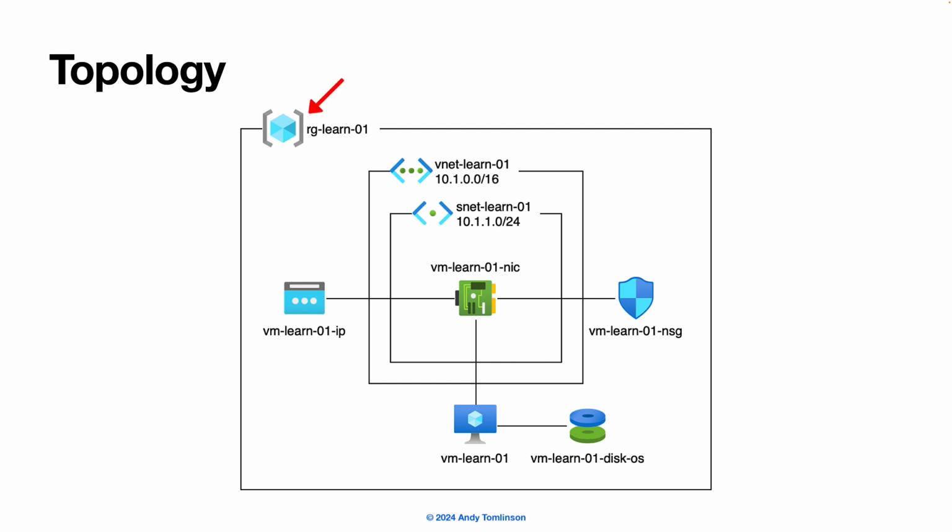Here we have a resource group, and inside the resource group we have a virtual machine. The virtual machine has an operating system disk and a network interface. The network interface has a public IP address and a network security group, and the network interface is then attached to a subnet which is part of the virtual network.